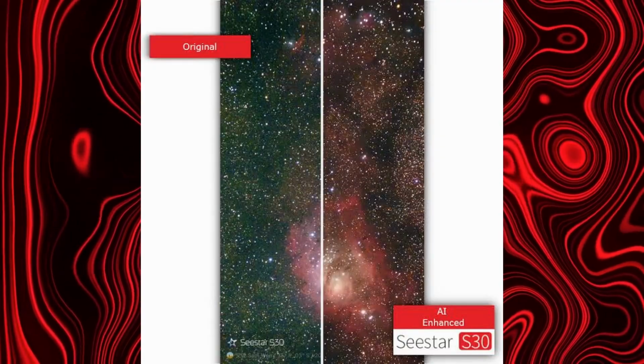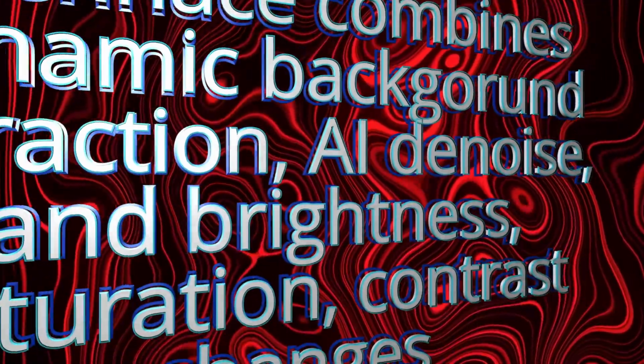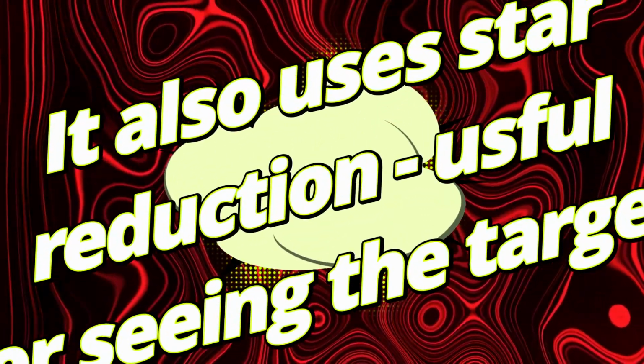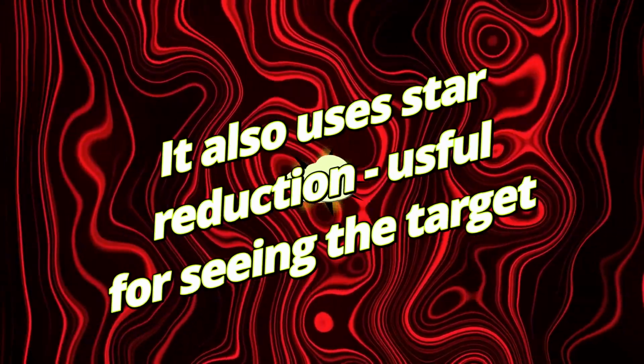Seastar also rolled out a new AI Enhanced feature. So AI Enhanced basically takes a couple of previous Seastar features, like DBE as well as AI denoise. The AI enhancement also changes the contrast, brightness, and saturation of the image, and also tries to tone down the stars. It's like AI picking what the best look of the image is for you.